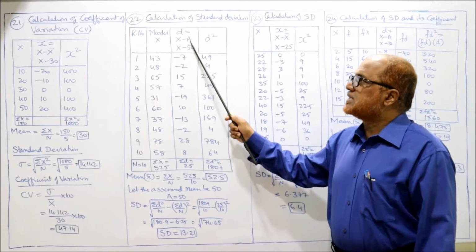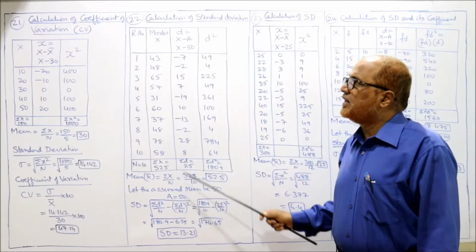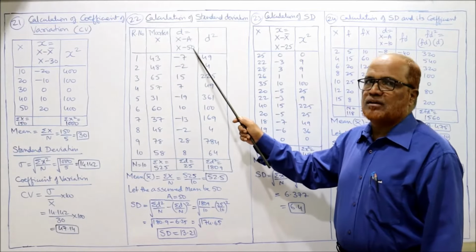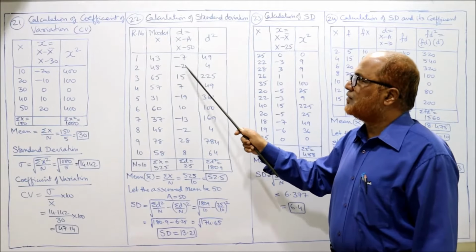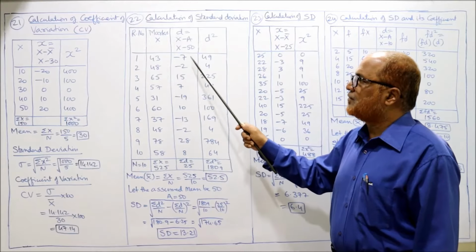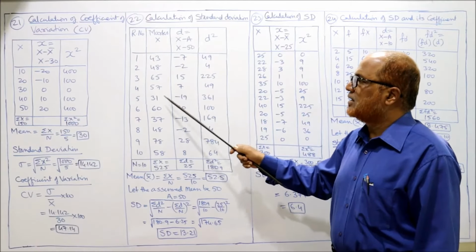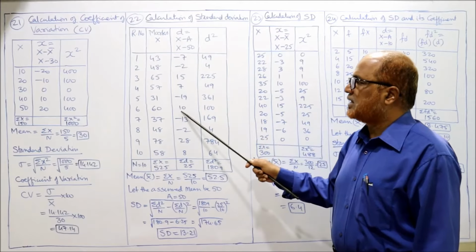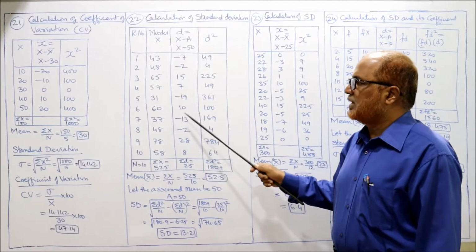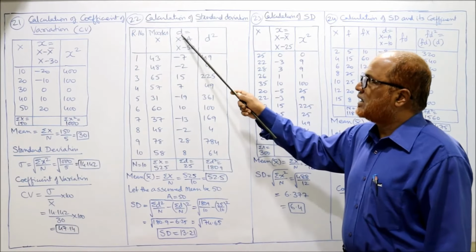अब x minus a, a stands for assumed mean. a कितना है? 50 है. तो x minus 50 है. 43 minus 50 is minus 7, 48 minus 50 is minus 2, 65 minus 50 is 15, 57 minus 50 is 7, 31 minus 50 is minus 19, 60 minus 50 is 10, 37 minus 50 is minus 13, then minus 2, 28, 8. ये पूरे d के वैल्यूज.